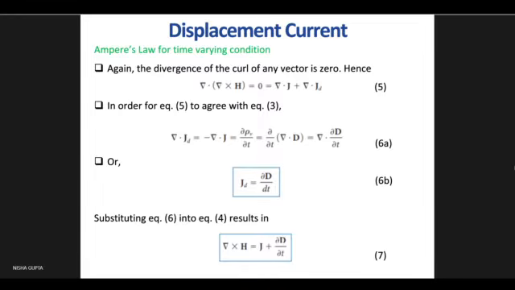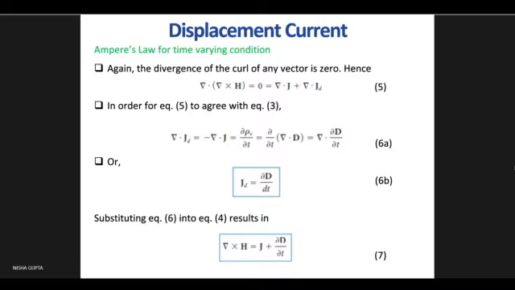And what is rho_v? Rho_v is equal to del dot D, which we already know. So we substitute for rho_v as del dot D, and this gives del dot of del D by del t. Now what is the value of J_D? Equating, del dot J_D is equal to del dot of del D by del t. So from here we get J_D equal to del D by del t.